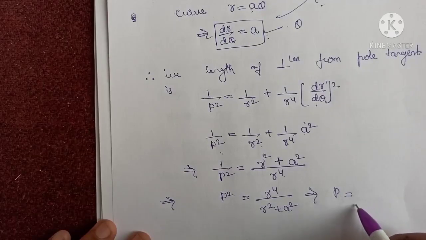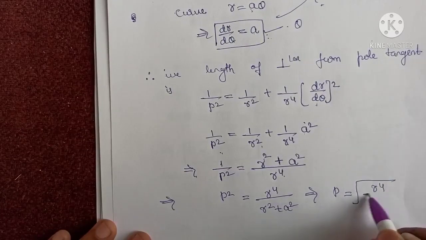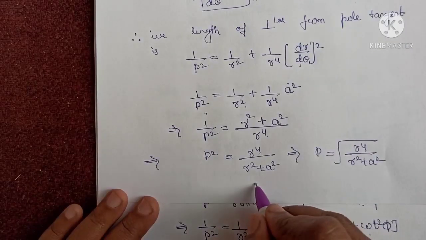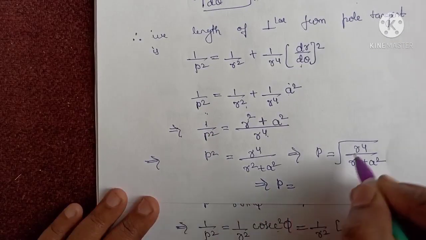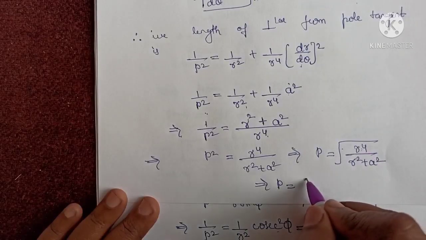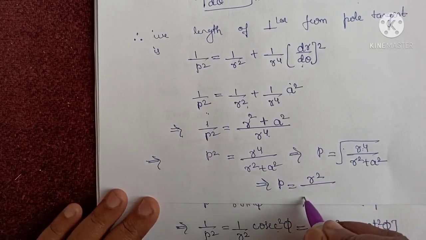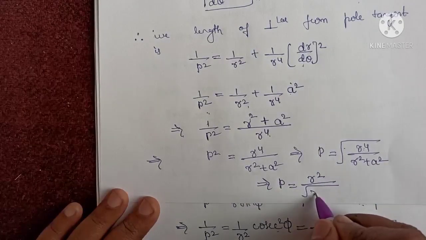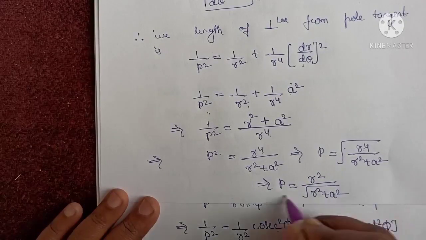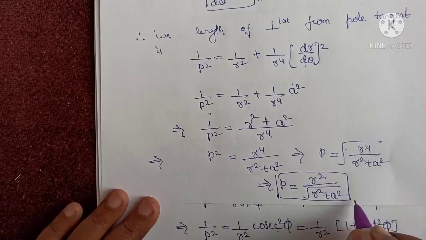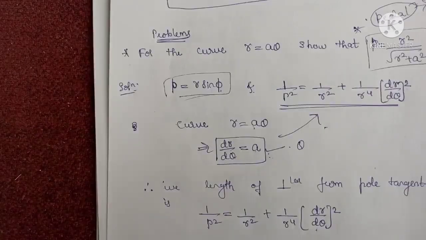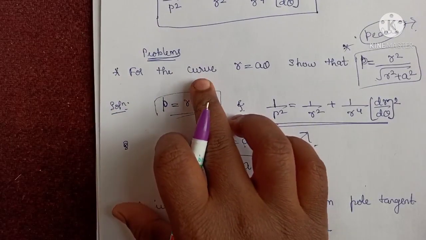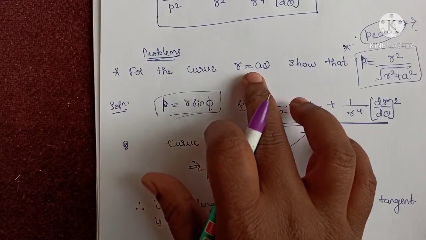Or p equals square root of r power 4 divided by r square plus a square. Taking the square root of r power 4 we get r square, and the square root remains on the denominator, so p equals r square divided by square root of r square plus a square. This is the required proof. This question may also be asked as: find the length of the perpendicular from pole to the tangent to the curve r equals a theta.